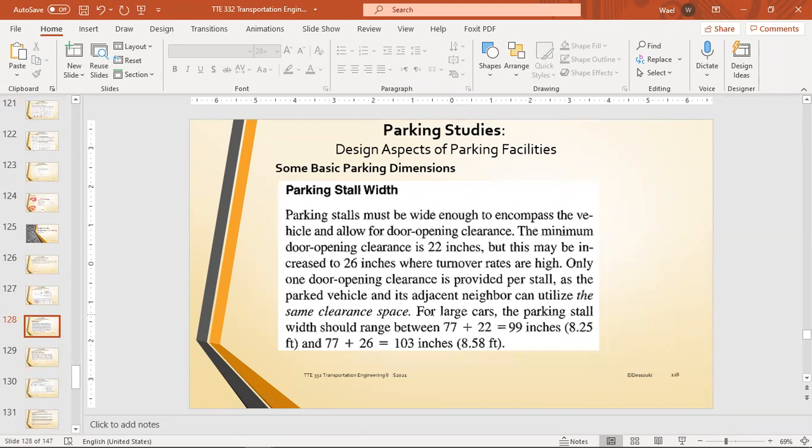Now determining the width of the parking stall. How can we determine the width of the parking stall? Basically, the parking stall must be wide enough to encompass the vehicle and allow for door opening clearance. The minimum door opening clearance is 22 inch.